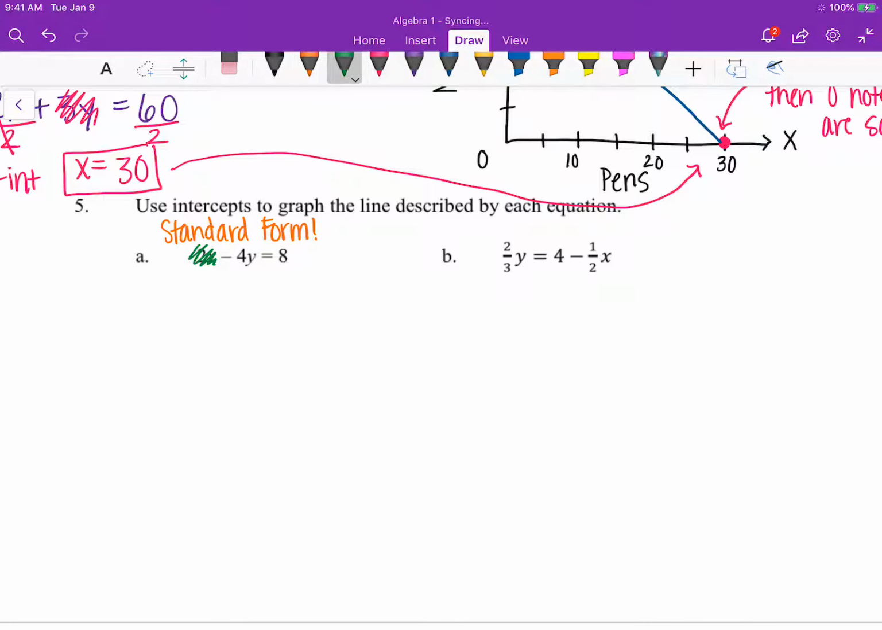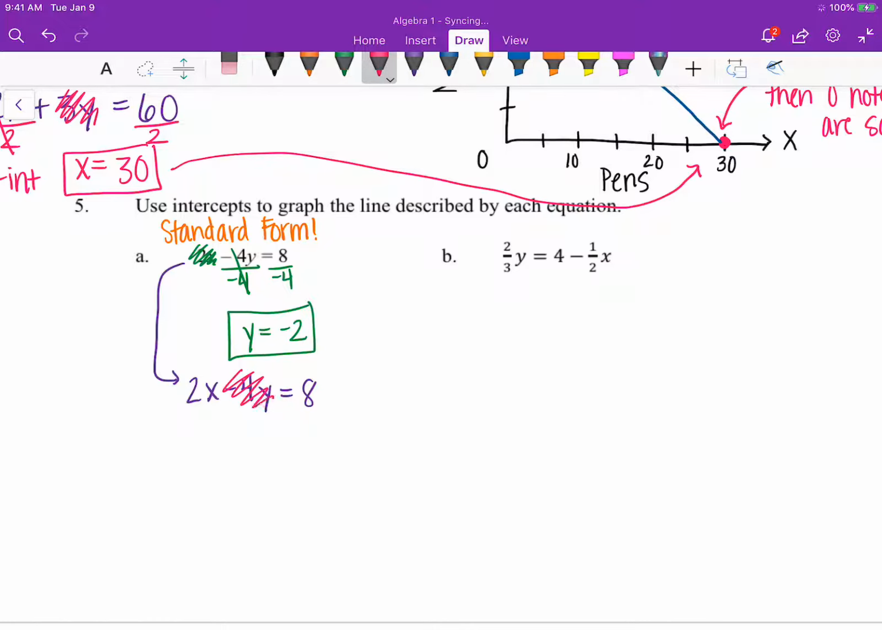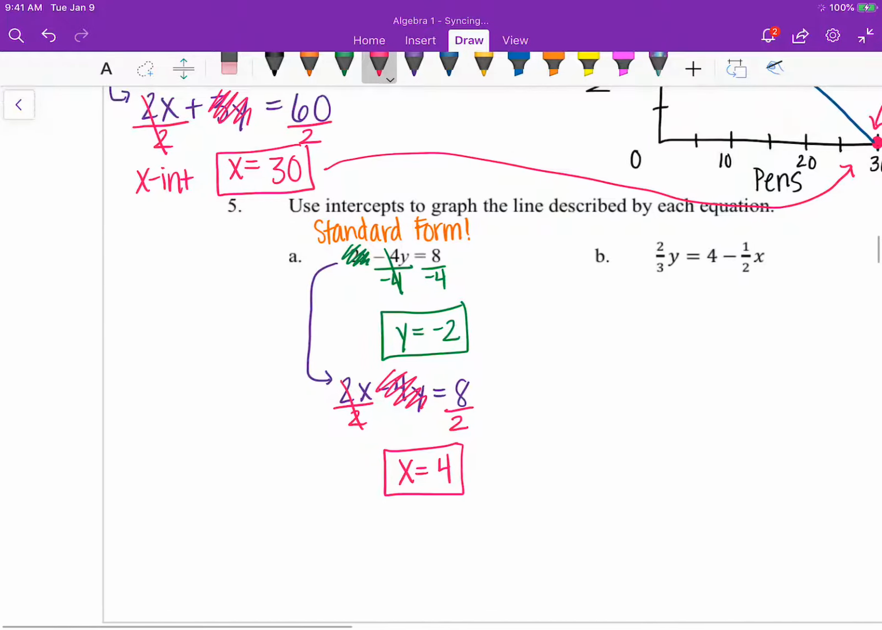Cover up that x part and then get y alone. We just divide by -4 on both sides. That gives us y equals 8 divided by -4 is -2. That's your y-intercept. Okay, rewrite your equation. The equation was 2x minus 4y equals 8. Now cover up your other piece. So if I cover up the -4y part of this, to get x alone, I would just need to divide by 2 on both sides. That gives me x equals 4. So I've got my x and y intercepts.